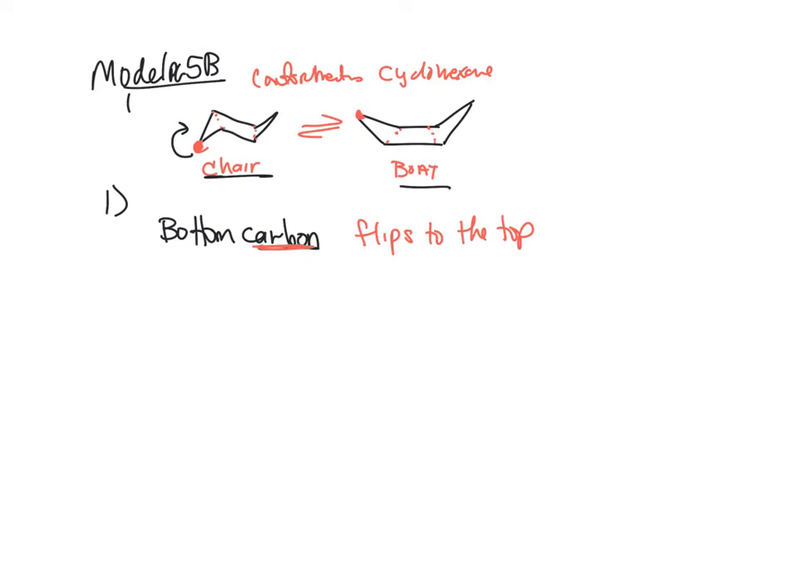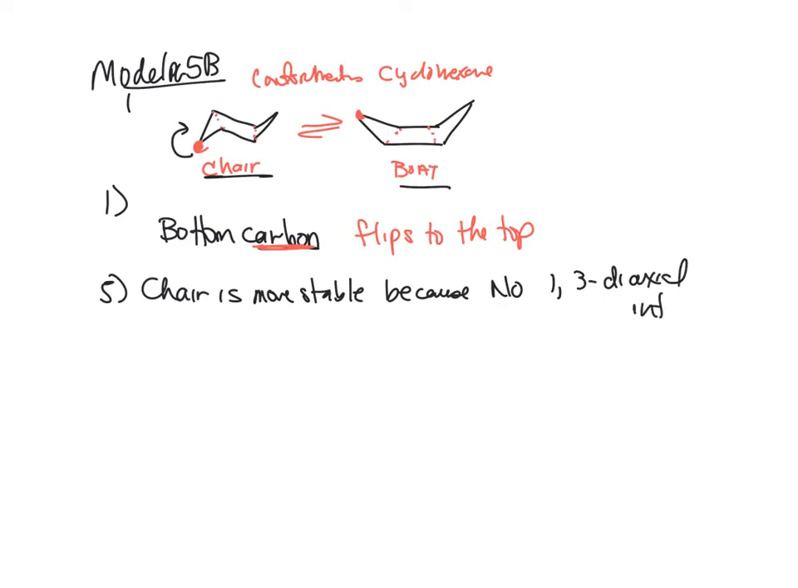If you did that model, you would see that the chair is the more stable, and the reason why is because we have no 1,3 diaxial interactions. Look that up, 1,3 diaxial interactions, in your book and read about that and look at your slides on that. Okay, model 2.